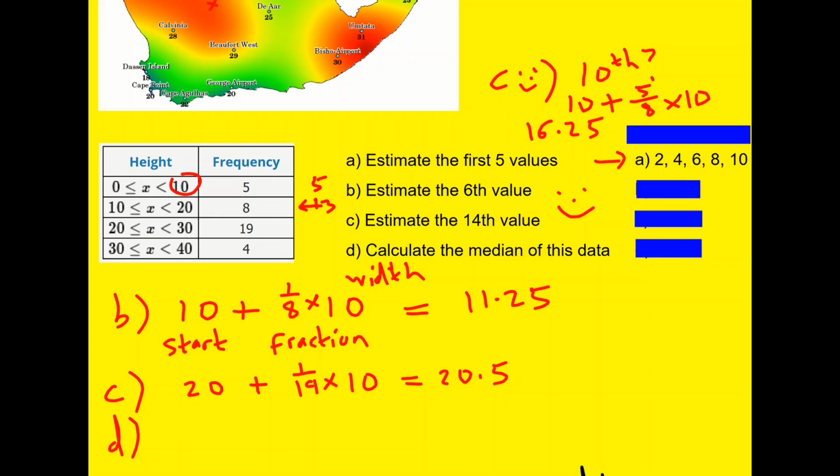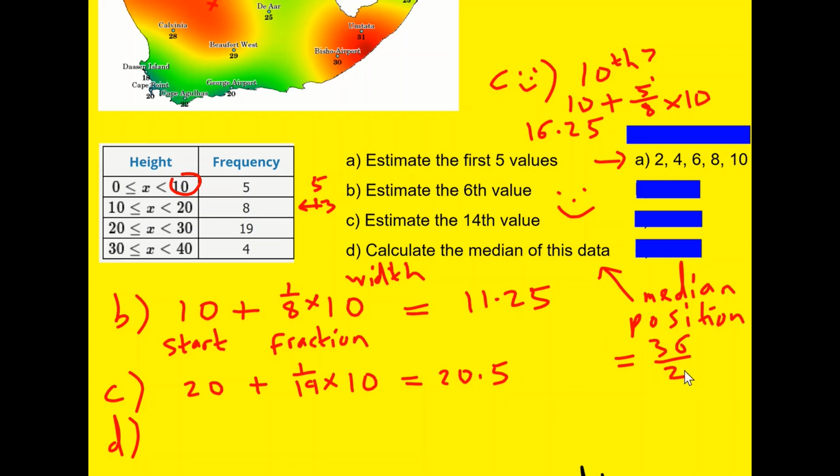Okay, finally, calculate the median of this data. All right, well, we need to count how many we've got. We've got 13, 17, 26, 35. Blimey, if I calculate that right, 36. How did I get that? Okay, so we're actually looking, so the median position is going to equal 36 over 2.